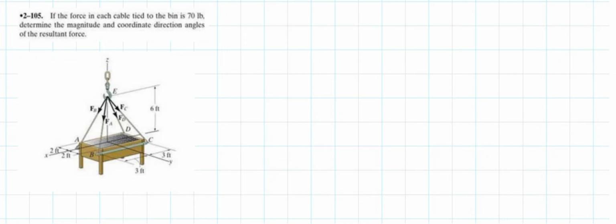This question says that if the force in each cable tied to the bin is 70 pounds, determine the magnitude and coordinate direction angles of the resultant force. Now, our steps remain the same and I want you all to look at the diagram very carefully. You can see that there are so many points mentioned there.